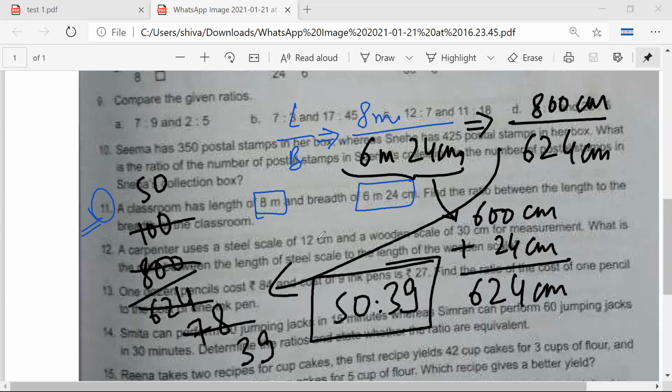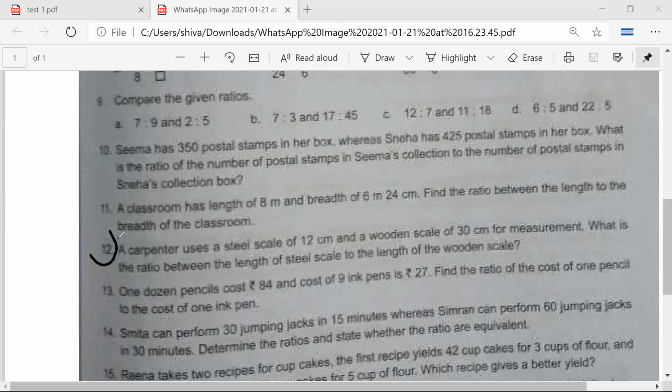Mr. Sarthak, is it okay? Yes, sir. Mr. Satya, is it okay? Yes. Okay. Mr. Satya, how to do question number 12?